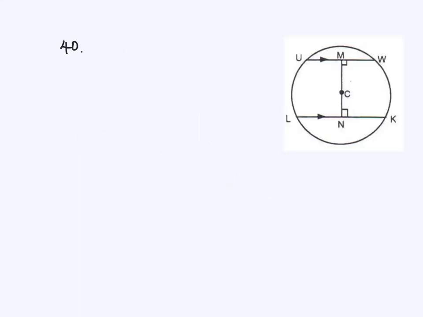Question 40, we're told the diameter is 100. Well, even before we do that, here's what I'm going to do. I'm going to draw a line from C to W, that's the radius. And I'm going to draw another line from C to K, that's a radius as well. The diameter of the circle is 100, so this is 50. And this is also 50. The radius is 50. UW equals 62, so I can split this down into 31 here and 31 here. 72 for LK, so that's 36 here and 36 here.